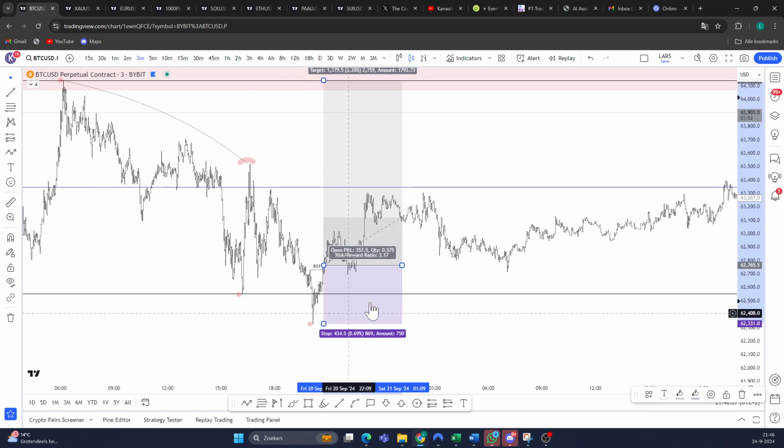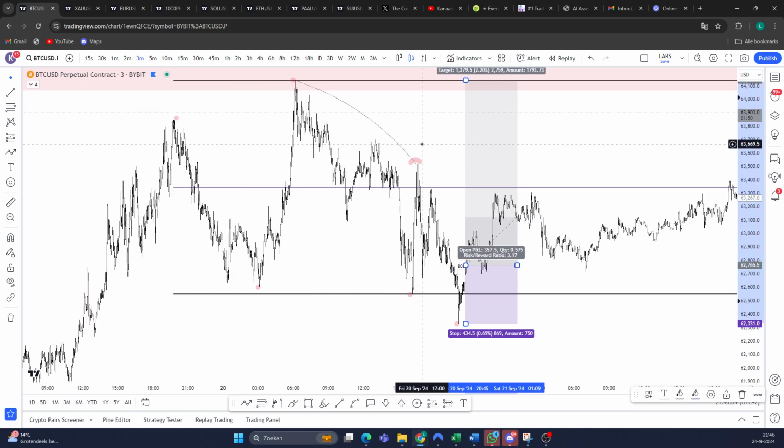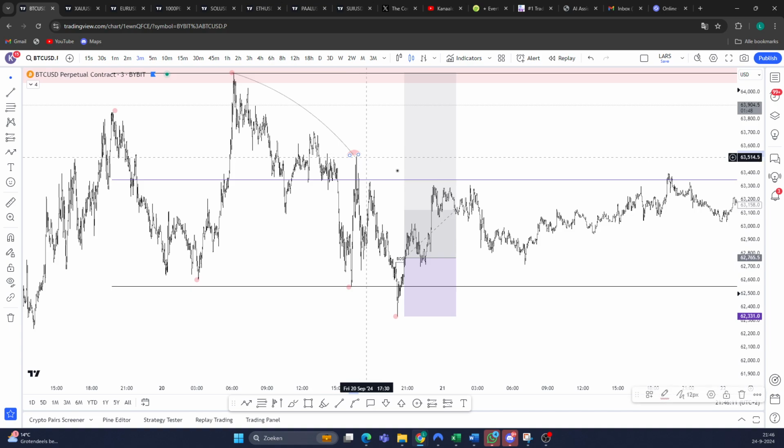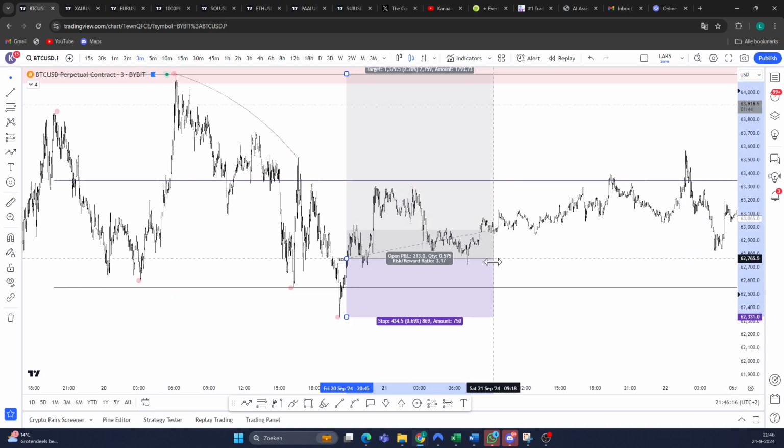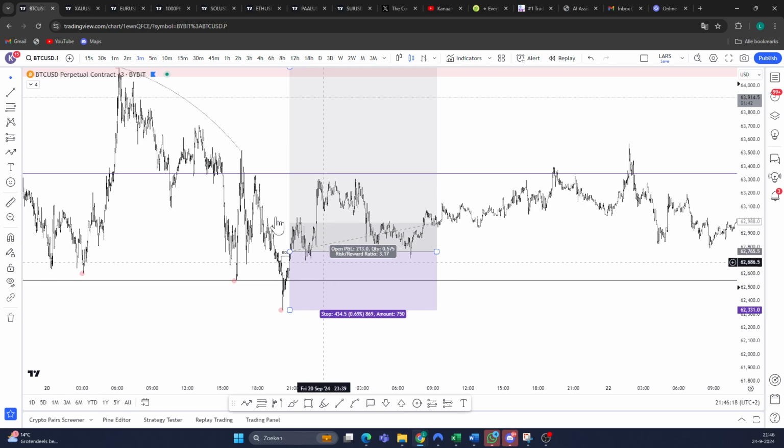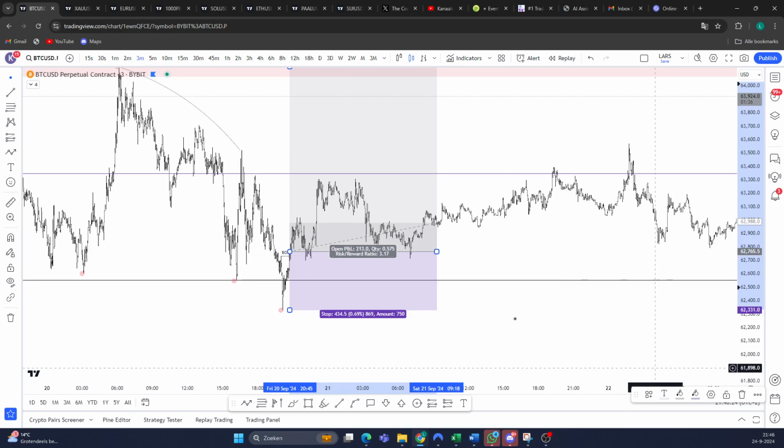It would be a 3.17 risk to reward, which is extremely nice. But the fact that it's on Friday PM, I'm not too excited about that. I don't really trade that. Usually after Friday 6, 7, I kind of clock out.